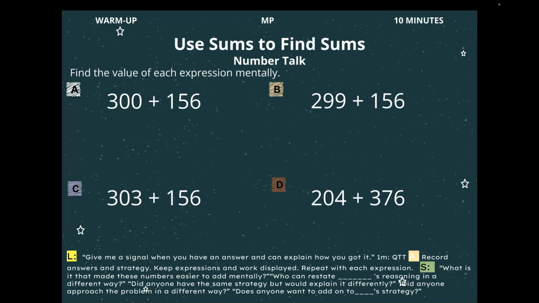On C, 303 plus 156, immediately I see 3 plus 56, so I know 3 plus 56 is 59, and then 300 plus 100 is 400, so we have 459. And then on D, once again I see the 4 plus 76, I know that 76 plus 4 is 80, 200 plus 300 is 500, so we have 580.